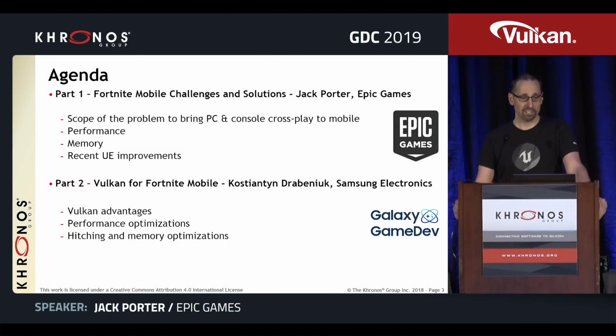In the first half of the session, I'm going to talk about the scope of the problem and why bringing Fortnite to mobile is a particularly difficult case, compared to maybe porting other games. Specifically, I'm going to talk about performance and memory, and then some of the features and enhancements we've added to Unreal Engine recently that are improving things, especially for Vulkan. The areas I'm going to touch on are where they intersect with the Khronos APIs. In the second part, Kostiantyn's going to talk about the Vulkan optimizations, with specific examples of how they were able to optimize performance and remove hitching.